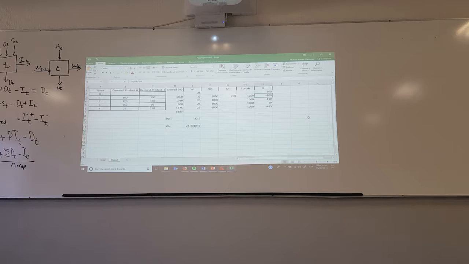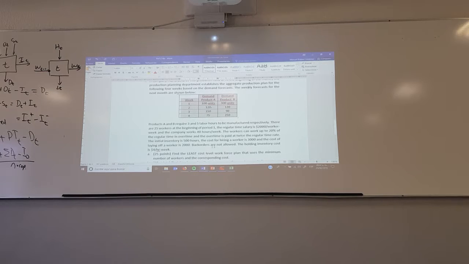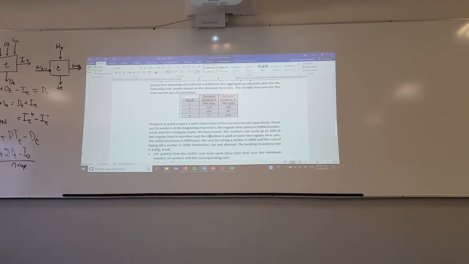Rogelio, do you see why? The maximum, in the problem, you can read that, is overtime. Workers can work up to 20% of regular time.